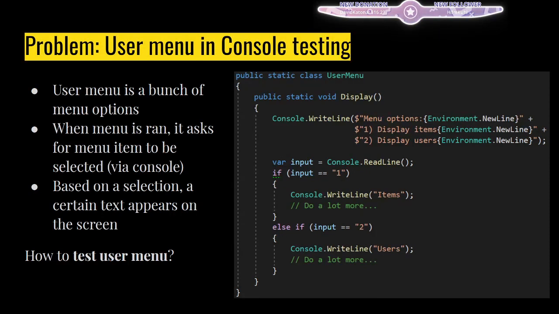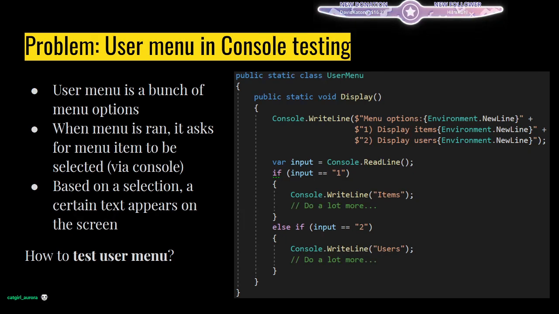Basically, there is a user menu which displays a block of text based on your selection. For simplicity's sake, I just wrote items and users for different selections. But of course, there could be a lot more logic, and logic that is not necessarily for displaying something in the console. It could be different things. But that's beside the point. Right now we're focused on console. We have a dependency on console. How do we escape it? How do we test something with console?